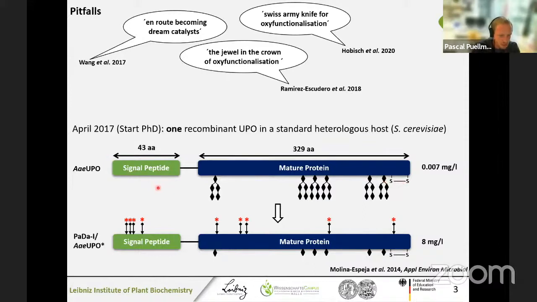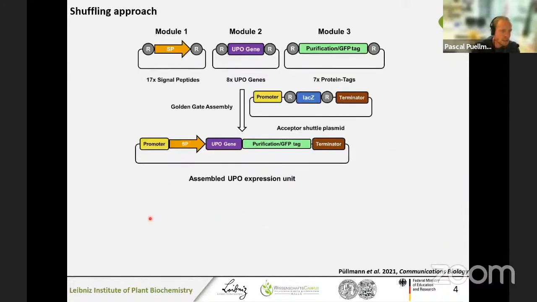So what they did is they introduced 9 mutations to boost secretion from nearly non-existent to up to 8 milligram per liter. And what really got us started was this observation that 4 of the mutations they introduced are within the signal peptide. So our idea was then to build a flexible Golden Gate setup where you can basically shuffle modules together. So we built a panel of 17 different signal peptides that are suitable for secretion of target proteins in yeast. And you can basically just assemble this with different genes in an expression plasmid. So you end up with a UPO expression unit.